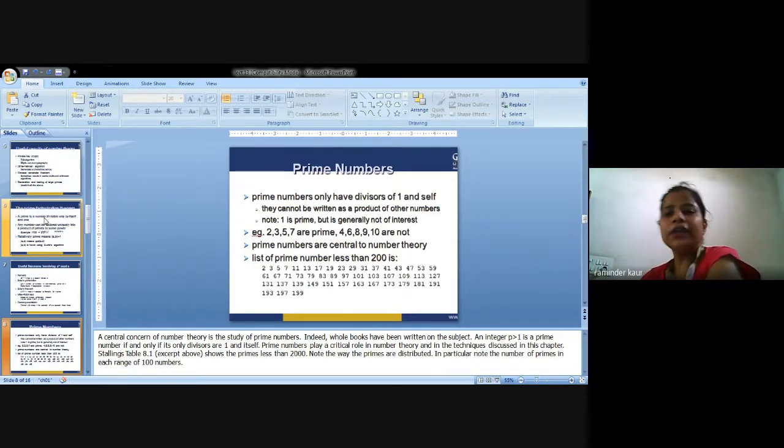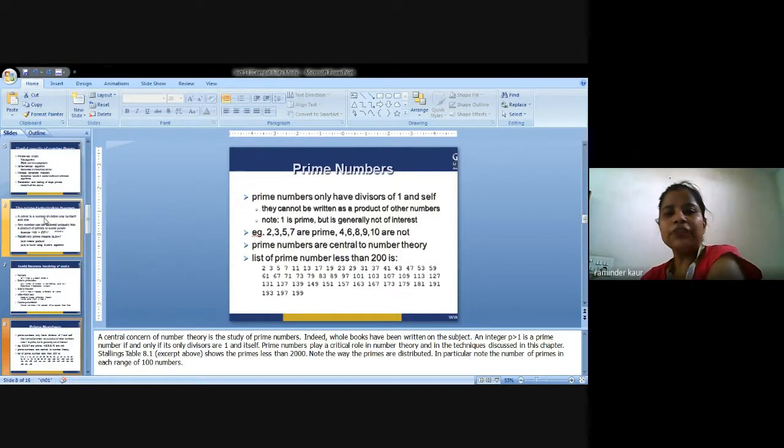So an integer p greater than 1 is a prime number if and only if its only divisors are 1 and itself. Prime numbers play a critical role in number theory and in the techniques discussed in the chapter already, for example, the RSA algorithm and the GCD theorem.